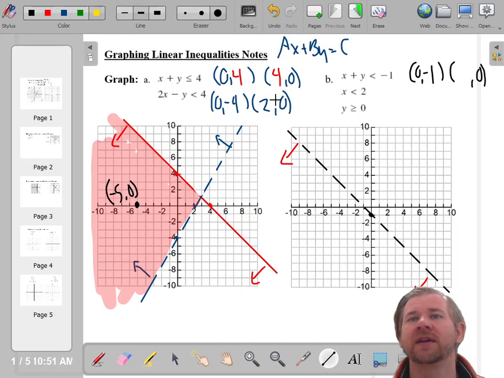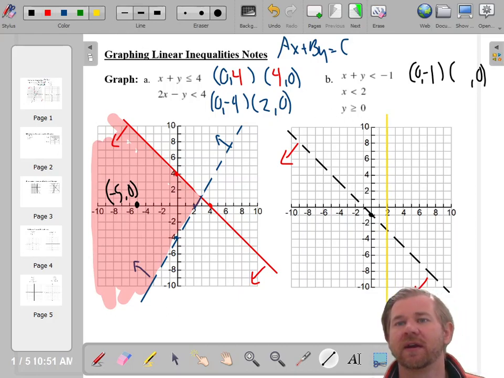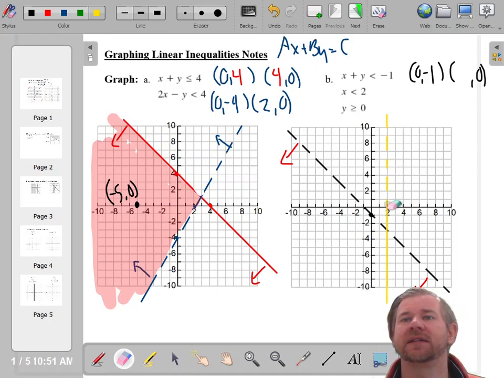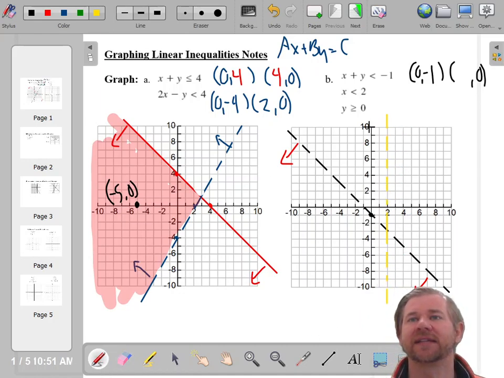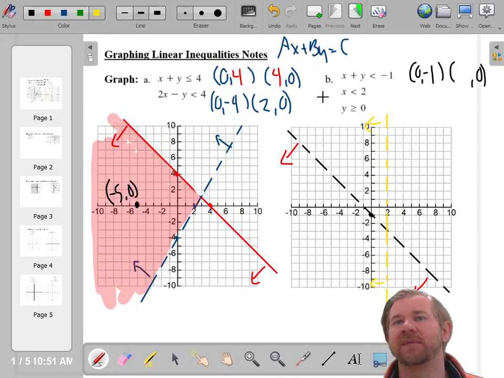Remember, that's a vertical line. So x is less than 2 right here. And since it's less than, it would be a dashed line. And the numbers that are less than 2 are to the left of 2. You can imagine plugging in 0. That's another way of thinking about it.